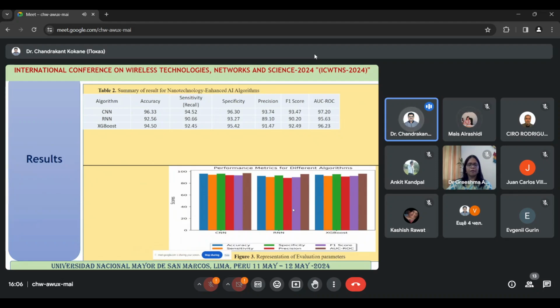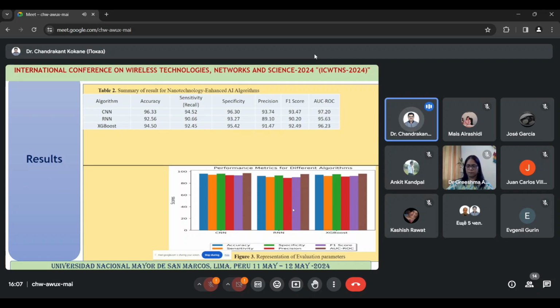So here we have the results. The results are compared using three supervised machine learning algorithms: CNN, RNN, and XGBoost. In terms of accuracy, the CNN gives the highest accuracy, 96.33%. RNN with LSTM has 92.56%, whereas XGBoost has 94.50%. The same information is represented in the graph with accuracy, sensitivity, specificity, precision, F1 score, and AUC ROC. That shows how effective our results are.